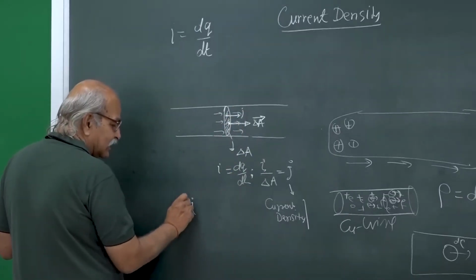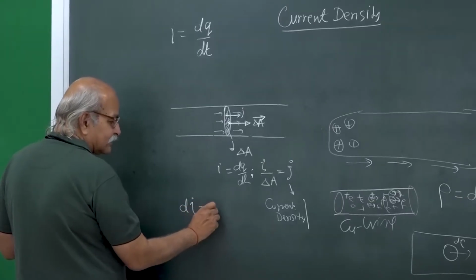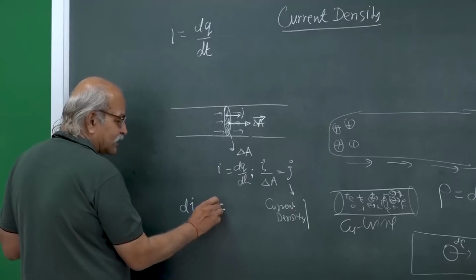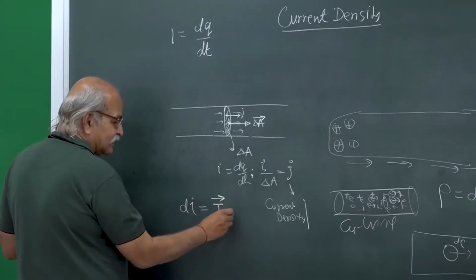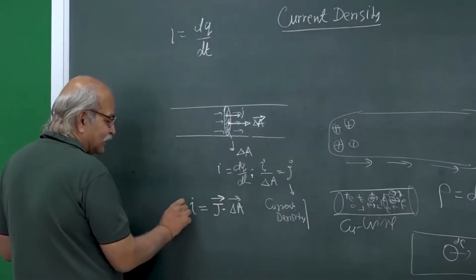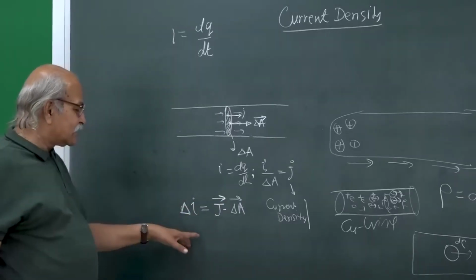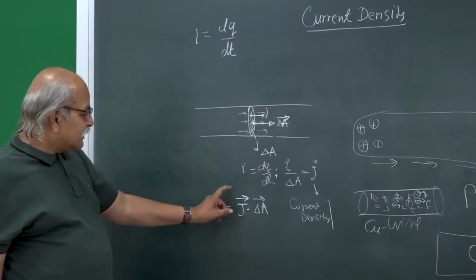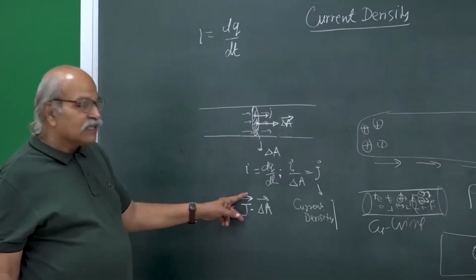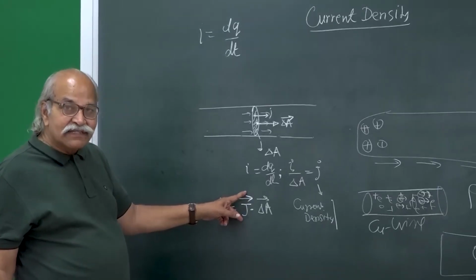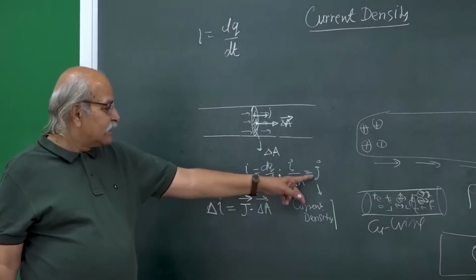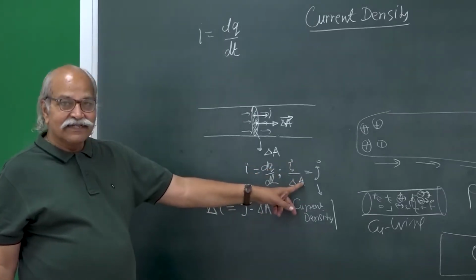If this is your current density, then you can write it as J. Current is J, vector, dot delta A, vector. Delta I, let us call it delta I. What is this? I say that I am defining a current density. The magnitude of the current density is given by this equation.